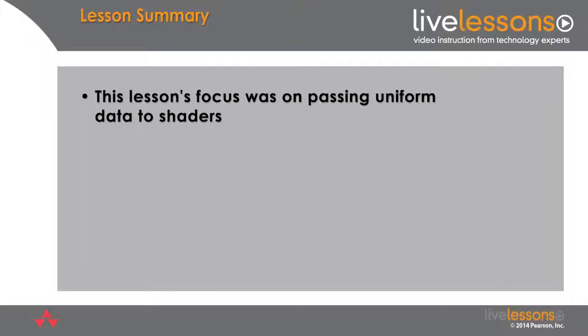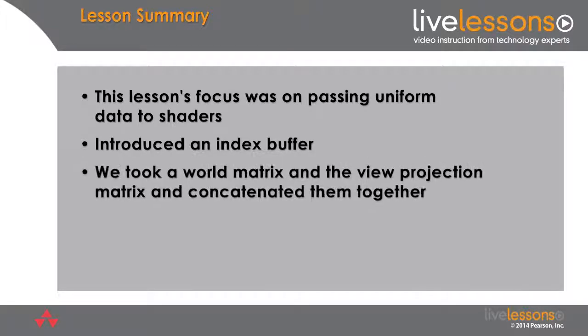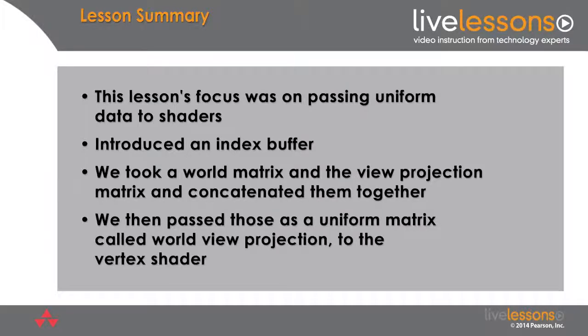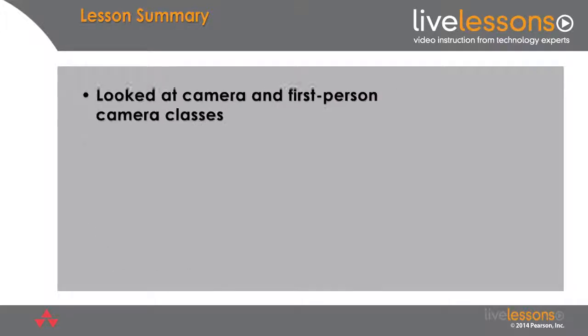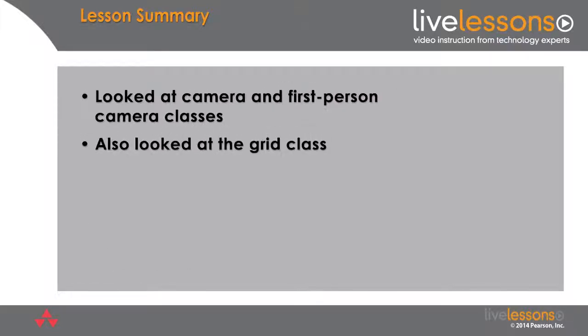So that about does it for this lesson. The focus of this lesson was to pass uniform data to shaders. So we took our cube demo and we created an indexed cube. We introduced the new concept of an index buffer. And then we took a world matrix and the view projection matrix from the camera, concatenated those two together, and passed those in as a uniform matrix called world view projection to the vertex shader. And then we wrapped it up with look-at camera and first-person camera classes and the grid class.